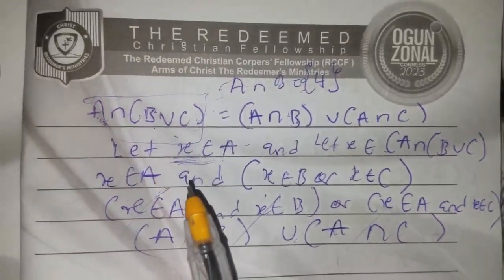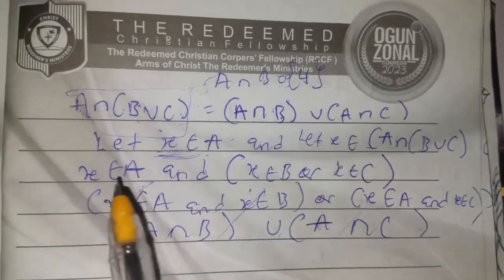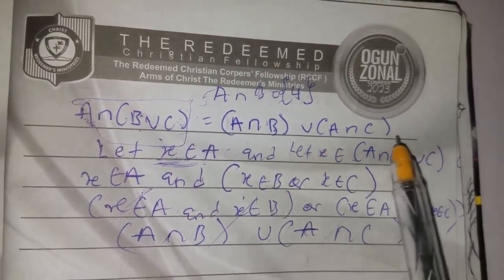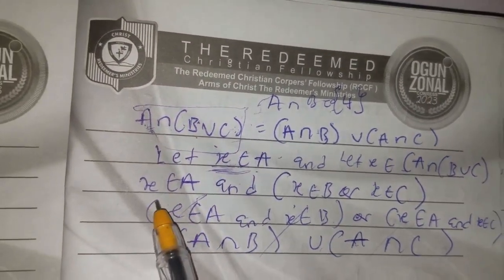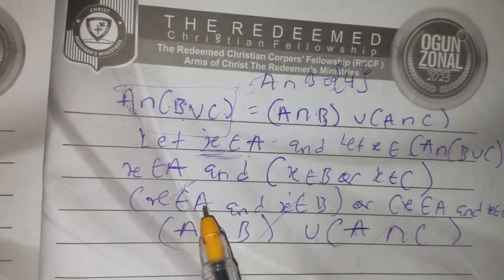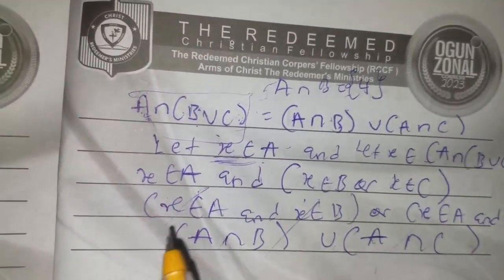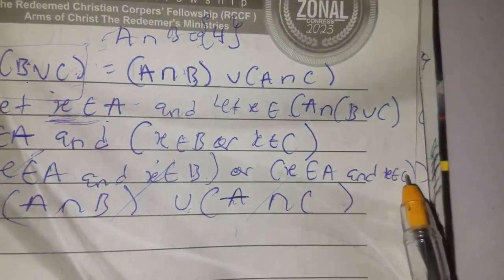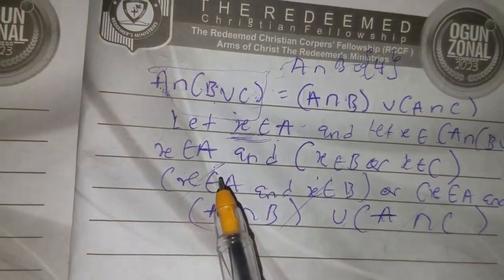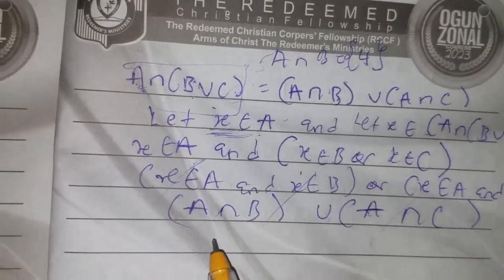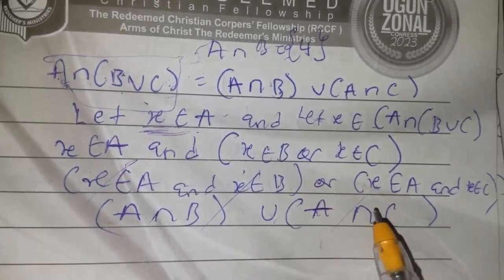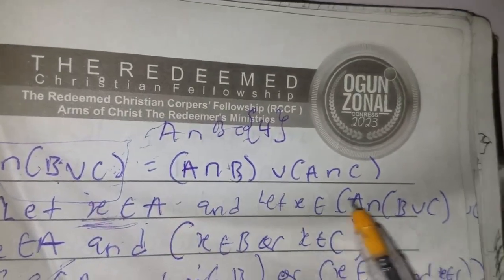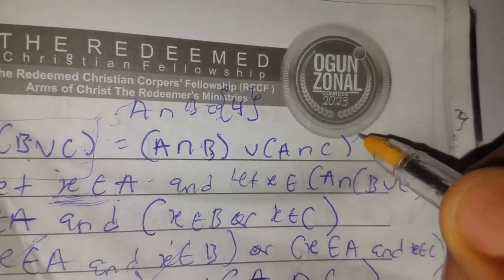Okay, so since X is an element of A and X is an element of this, it means that X is an element of A. X is also an element of this. It means that since X is an element of A and one of these two, I get X is an element of A and X is an element of B, or X is an element of A and X is an element of C. Now simply removing this "X is an element of" and changing the and to intersection and the or to union, we get this, which is also this. So this one has also been proven.